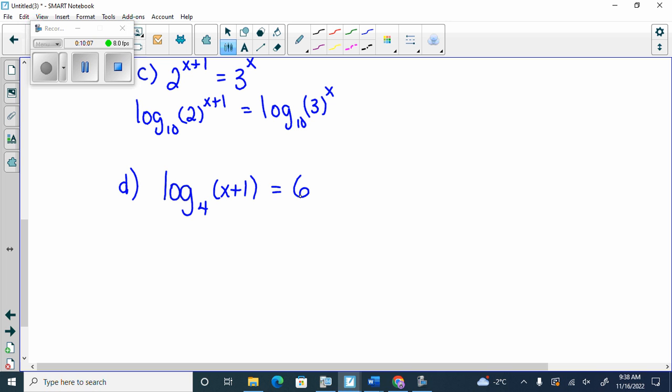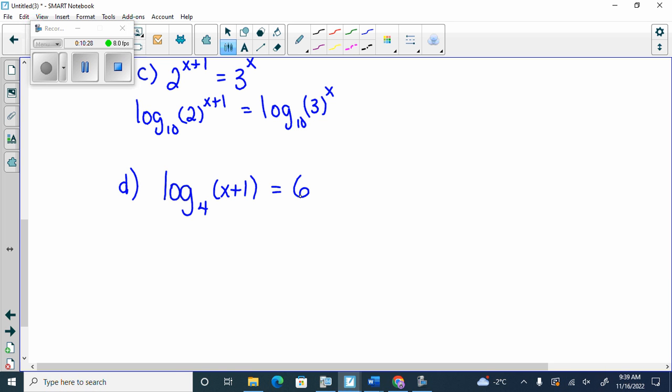The other place I want to convert to exponential when I'm solving a log is when the variable's down here in the base. How do I get a variable in a base by itself? I don't know. The only way I can do that is if I convert to an exponential. So when your variable is in the base or beside the log, I have to convert to exponential in order to solve it.